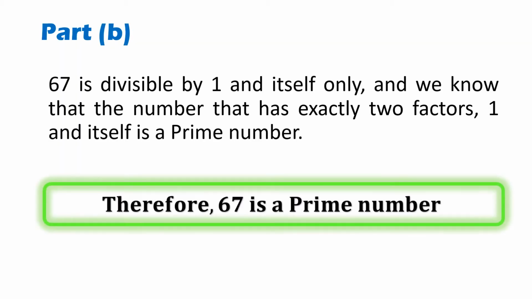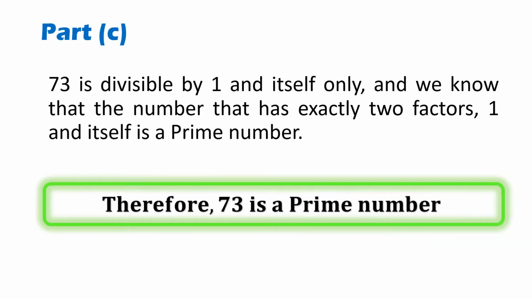Part B, 67 is divisible by 1 and itself only, and we know that a number that has exactly 2 factors, 1 and itself, is a prime number, therefore 67 is a prime number. Part C, 73 is divisible by 1 and itself only, and we know that a number that has exactly 2 factors, 1 and itself, is a prime number, therefore 73 is a prime number.